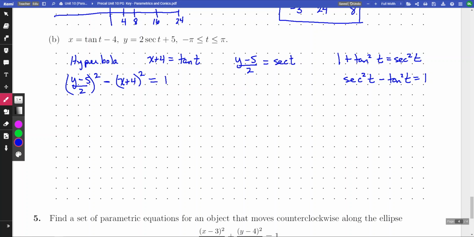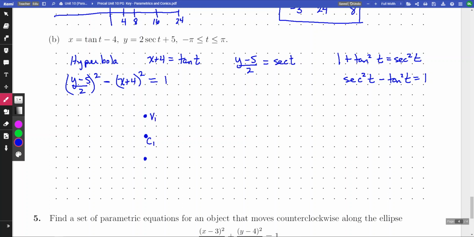Where is the center of our hyperbola? The center of our hyperbola is at negative 4, positive 5. So I'm going to say there is the center of my hyperbola at negative 4, positive 5. Now, I have 2 as my denominator, that when squared I would get 4, but I know that 2 units above and 2 units below my center are going to be the vertices for my hyperbola.